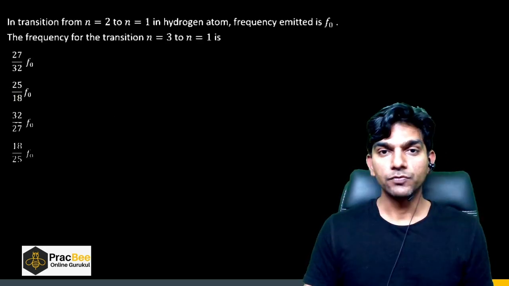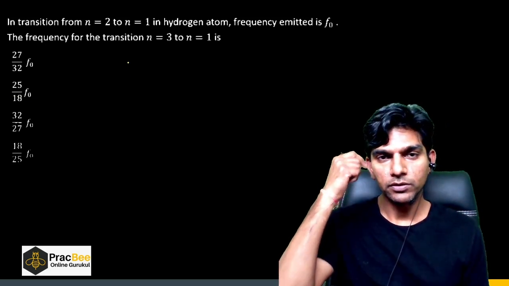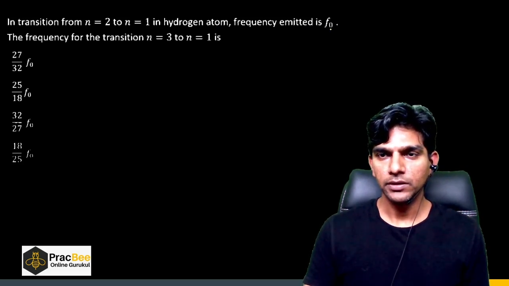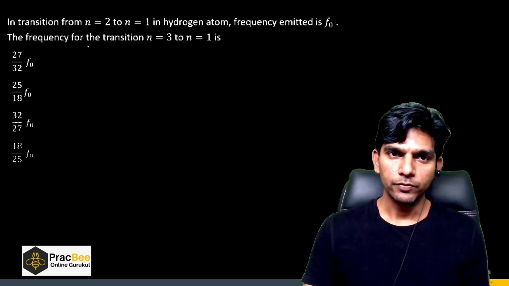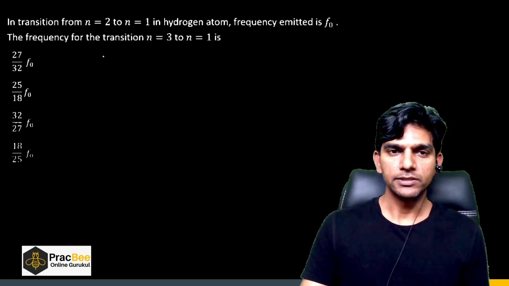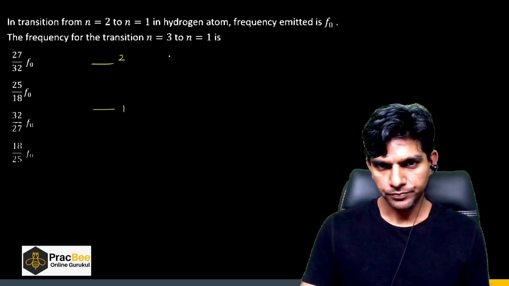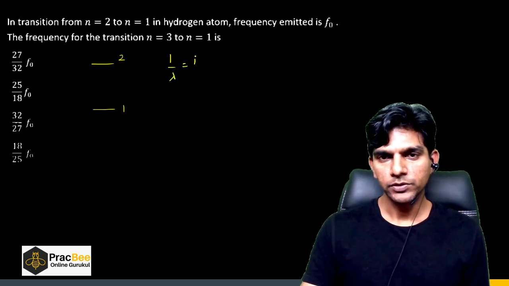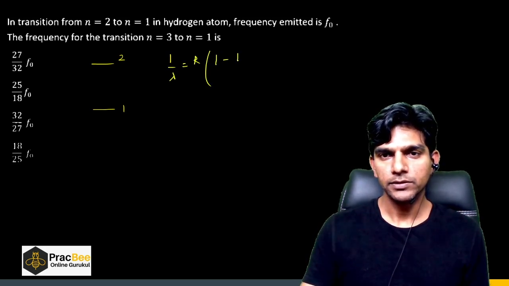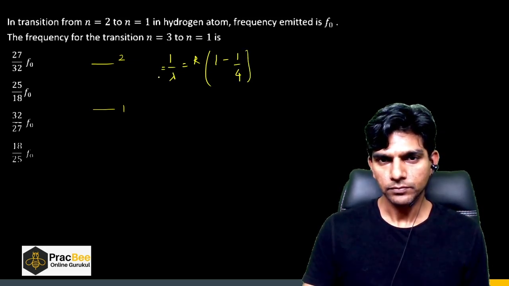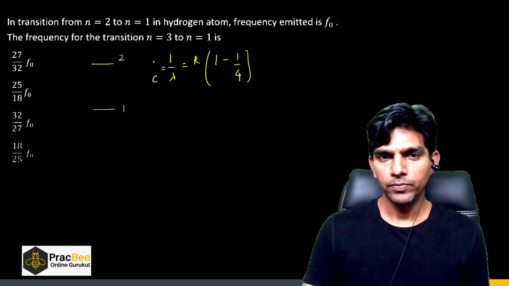Now, the next question is from atoms and it is from the transition of the electron. In transition from 2 to 1 in hydrogen atom, frequency emitted is F0. Find the frequency for the transition 3 to 1. So let us see. From 2 to 1, we know that 1 by lambda is equal to R times 1 minus 1 by 4. So that is the wavelength. And lambda can be written as C by frequency, right?